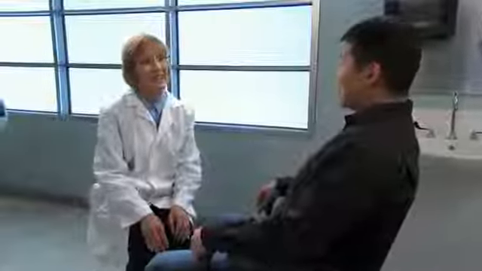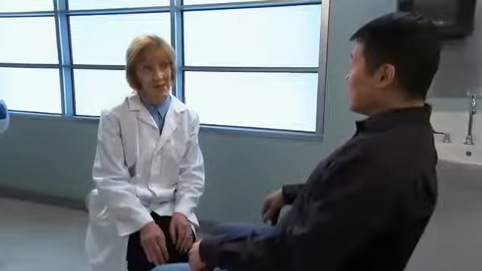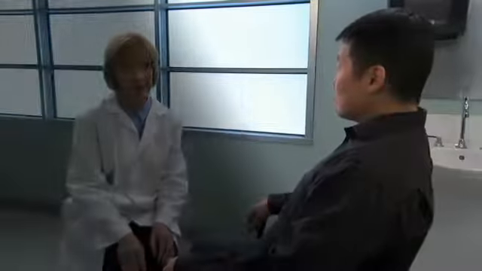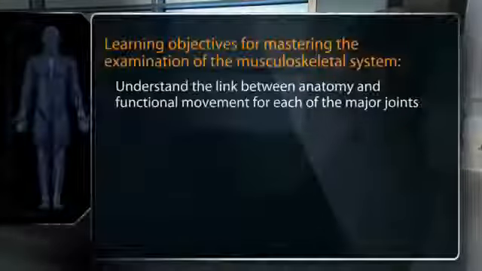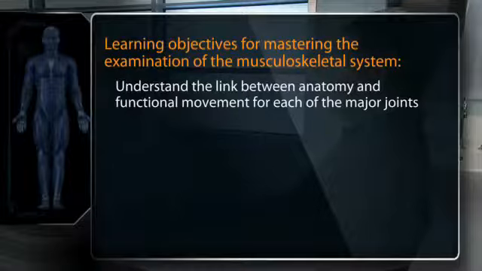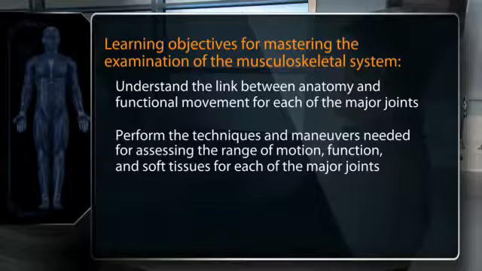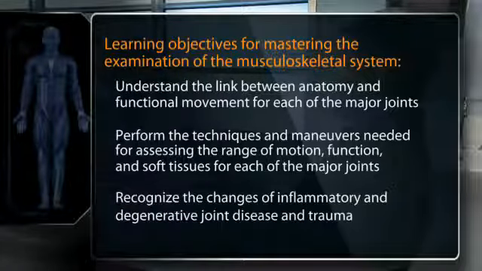Your learning objectives for mastering the examination of the musculoskeletal system are to understand the link between anatomy and functional movement for each of the major joints, and to perform the techniques and maneuvers needed for assessing the range of motion, function, and soft tissues for each of the major joints. It is also important to recognize the changes of inflammatory and degenerative joint disease and trauma.